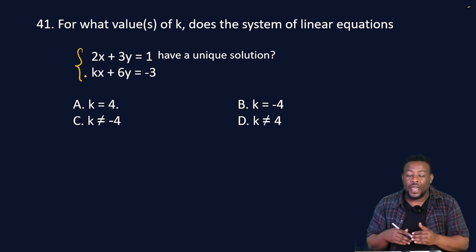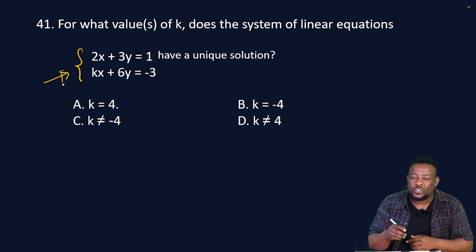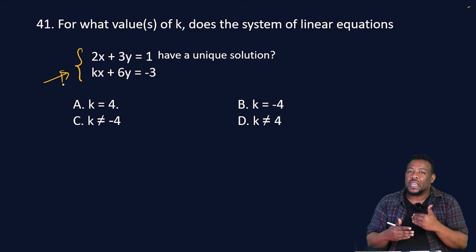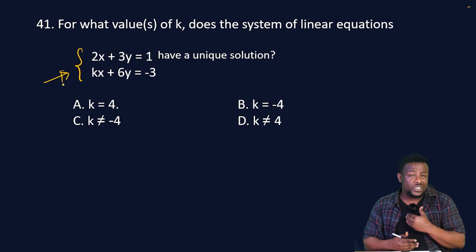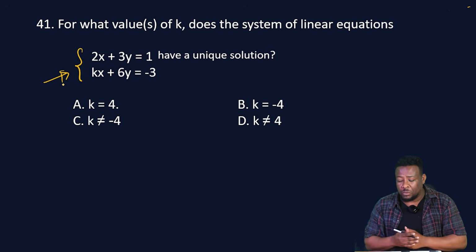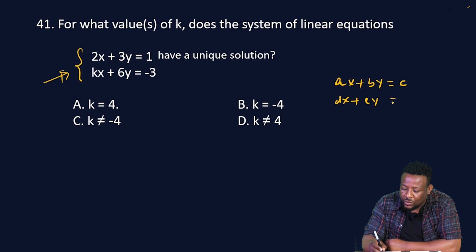Coming to question 41: for what values of k does the system of linear equations given here have a unique solution? The question asks what k must be for the given system of equations to have a unique solution. It is appropriate to put the system of equations in a more general form. We may have a system of equations in this form: ax plus by equals c and dx plus ey equals f.